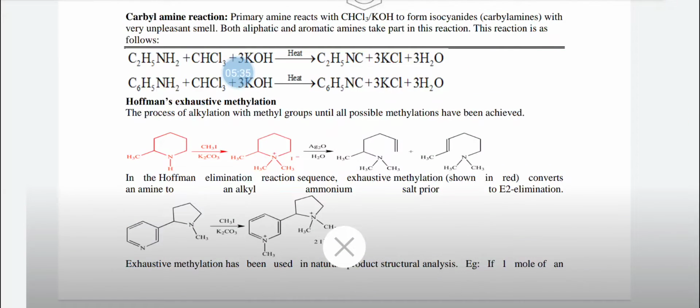Next one is the carbylamine reaction. When an amine reacts with chloroform in presence of KOH, and while heating, it will be converted into isocyanide or carbylamine, which has a very foul smell. The reaction is known as the carbylamine reaction. This is an important reaction used in the qualitative analysis of aniline or amines. For aniline also, the same reaction is possible in presence of chloroform and KOH, and while heating, it is converted into isocyanide.